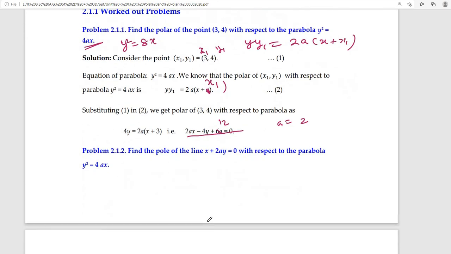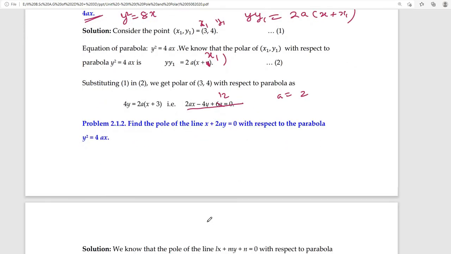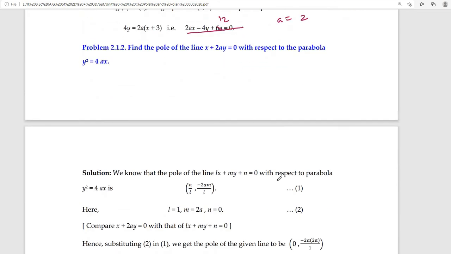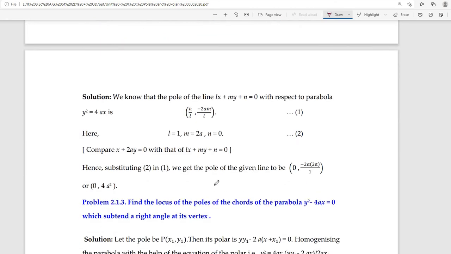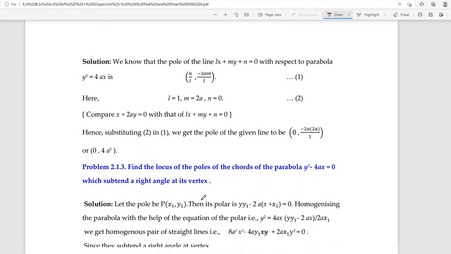Now we have the pole of the line x plus 2ay equal to 0 with respect to the same parabola. You are asked to find the pole. Again you will have to identify Lx plus My plus N equal to 0 with the given line. Identifying that, you get L to be 1, M is 2a, and there is no N, so N is 0. By comparing and substituting we get (0, 4a square).